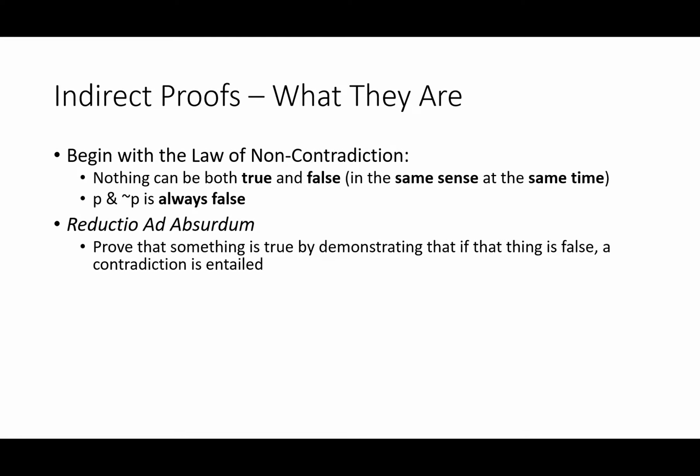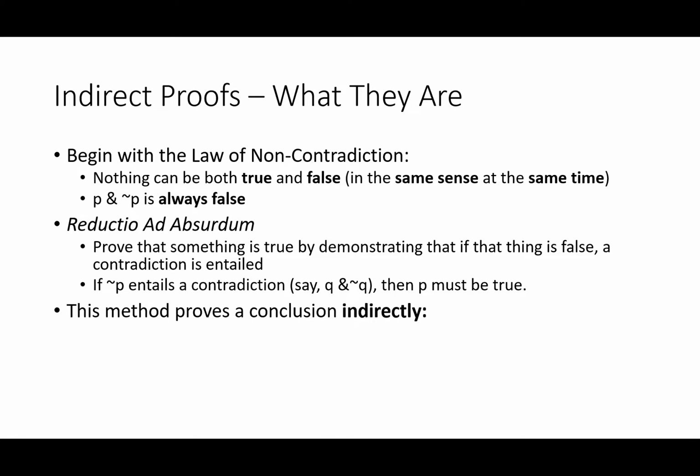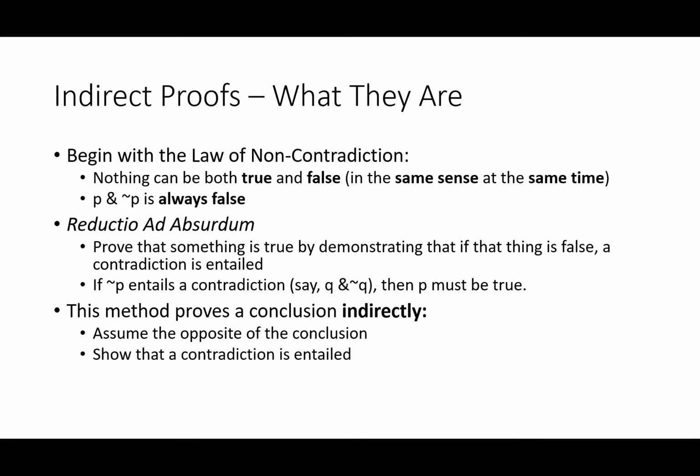With this method, we prove that something is true by demonstrating that if that thing is false, a contradiction would be entailed. If not P entails a contradiction, any contradiction, say Q and not Q, then P must be true. This method proves the conclusion indirectly, hence the name. We assume the opposite of the conclusion. Then we show that a contradiction is entailed, and our conclusion is proved.